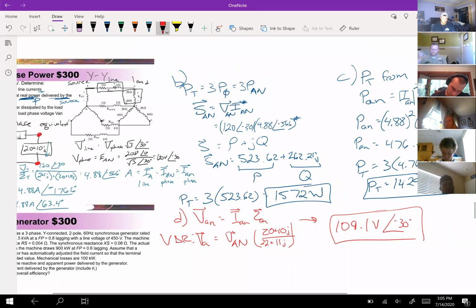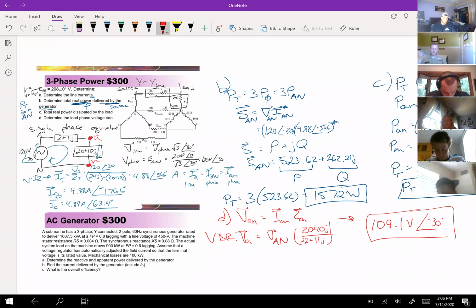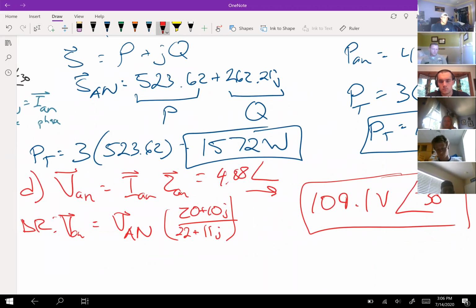Which ZAN would you be using? Did we calculate that already? Yeah, ZAN, look, it's 20 plus 10j, because it's just the Z between node A and node N. So then wouldn't it be easier just to do VAN is equal to IAN ZAN? Is there any reason why we would use VDR? If you hadn't been asked for the line currents, if you weren't asked for the line current, you could quickly find the load voltage, is all I was pointing out. Oh, okay. Thank you, sir. Yep. But yes, the faster way probably would be 4.88 angle negative 56.6 and 20 plus 10j. It'll get you the same answer.